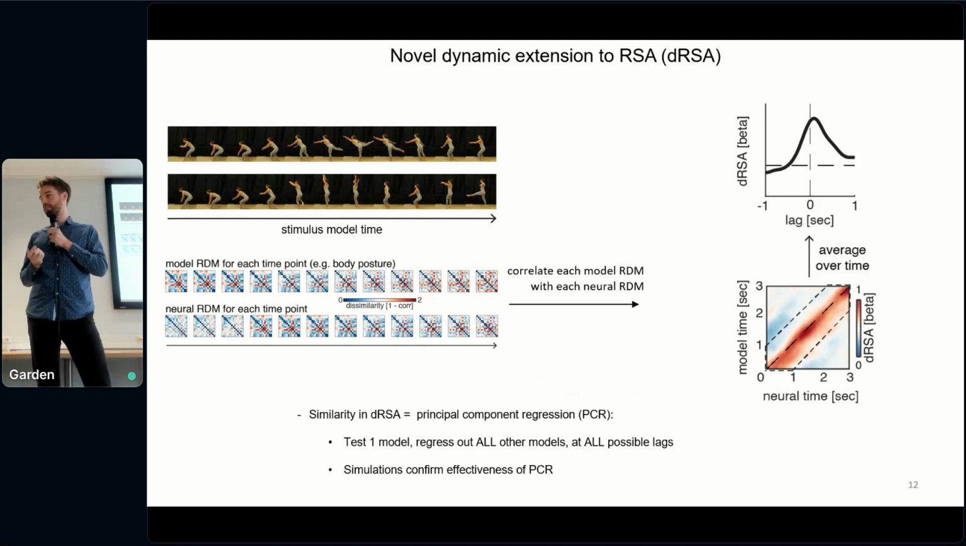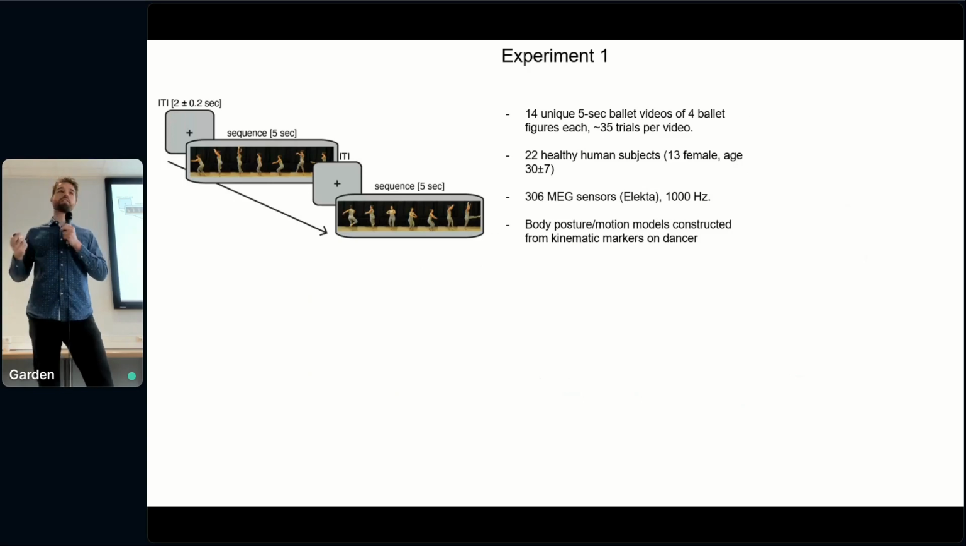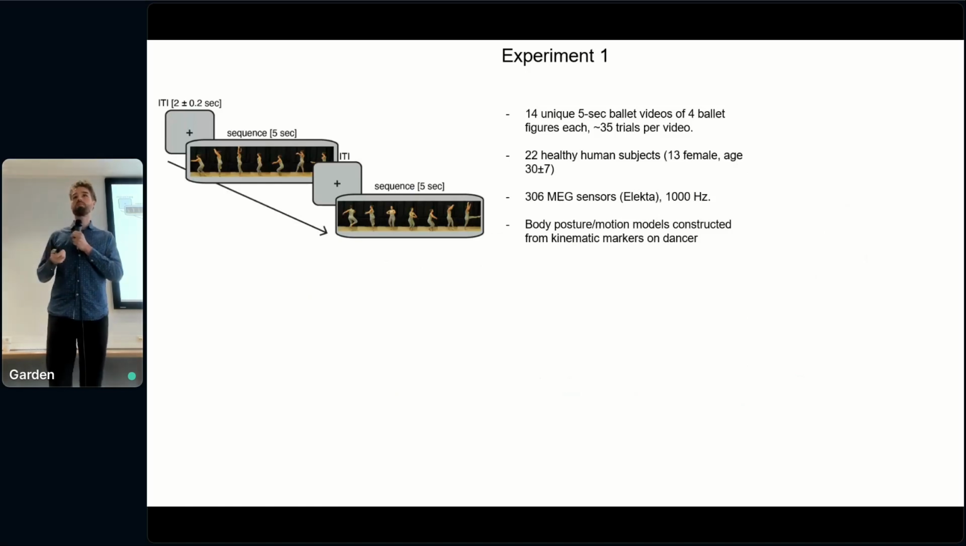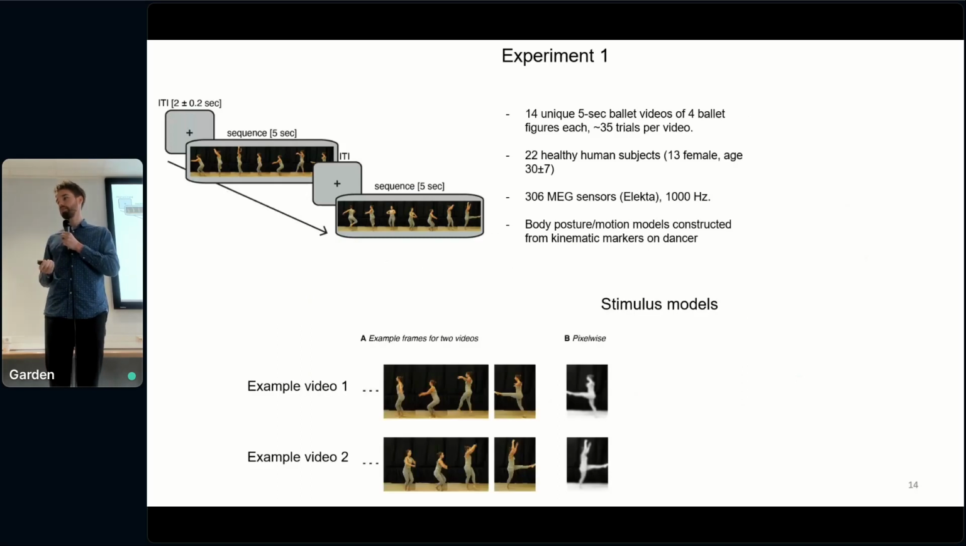Okay. So we tested this approach on a data set of subjects watching ballet dancing videos. We had 14 different videos and 22 subjects. We choreographed these videos ourselves, and we had kinematic markers, which we used to compute the body posture models. And these are just the models that we used.